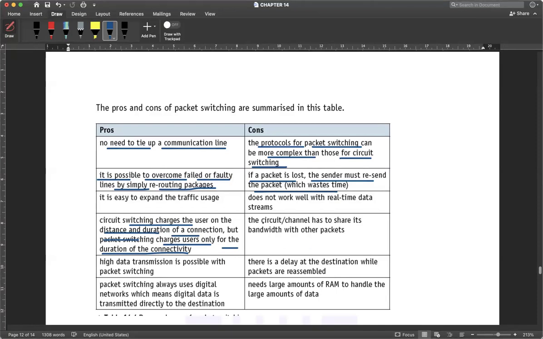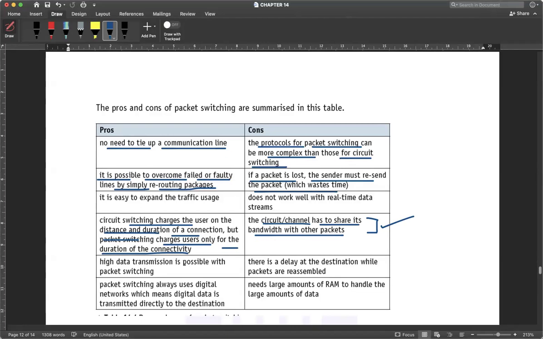Con, the circuit or channel has to share its bandwidth with other packets. Yes. Bandwidth means the speed of sending the data. So once you're using packet switching, definitely the bandwidth must be shared. And what is the drawback? It will be slower as compared to circuit switching.